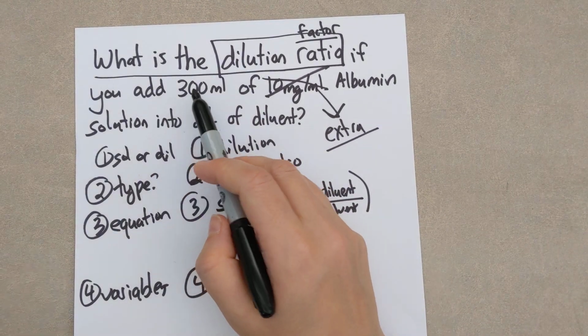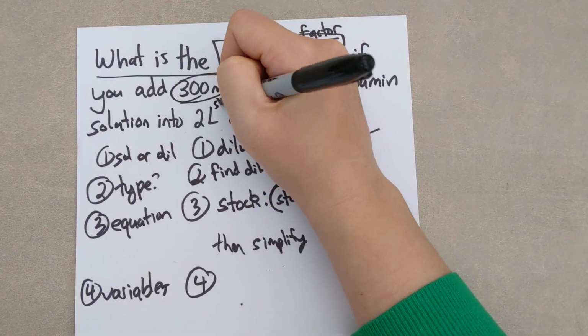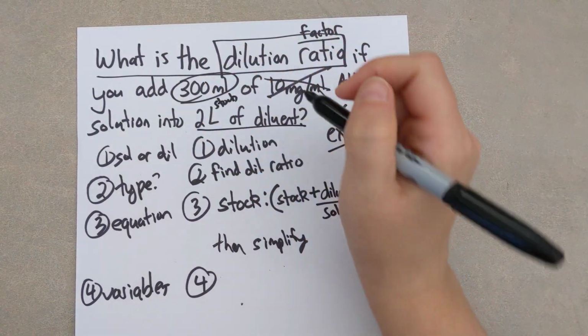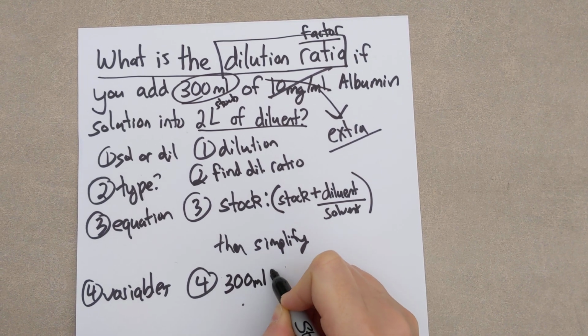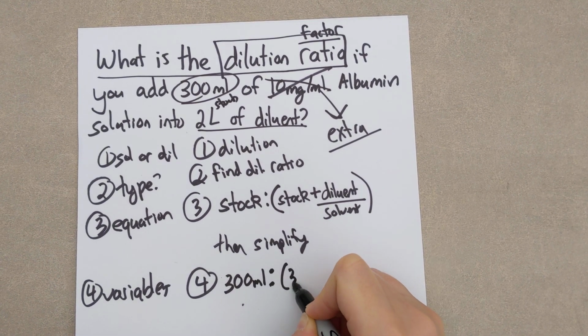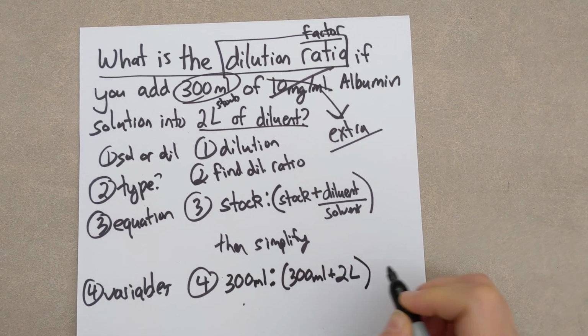So we're adding 300 milliliters of albumin. So that is our stock because there is the diluent. So we just plug those in. 300 milliliters, ratio sign, 300 milliliters plus 2 liters.